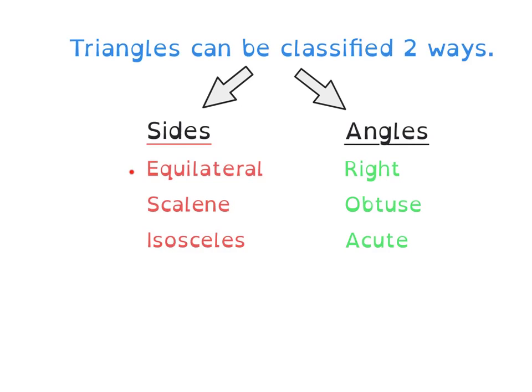So triangles can either be equilateral, scalene, or isosceles based on their sides, and right, obtuse, or acute based on their angles. All triangles will have two classifications. So for example, a triangle could be isosceles and acute, or a triangle could be scalene and right. A triangle cannot be scalene and isosceles, and a triangle could not be right and acute. Triangles cannot be classified two different ways based on angles or two different ways based on sides. It's one way based on sides and one way based on angles.